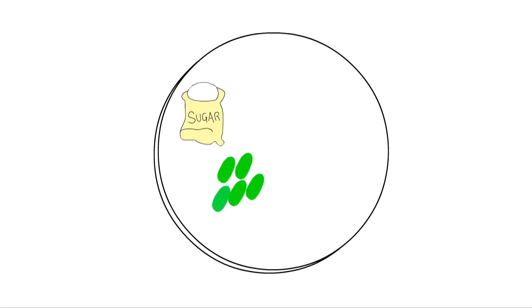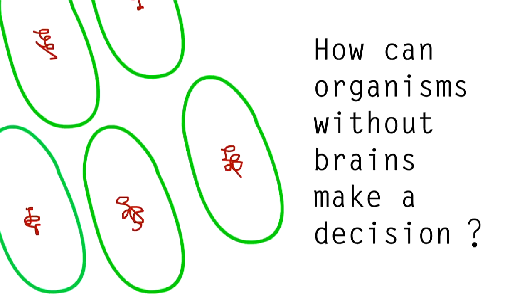If you place bacteria in a dish with some food on their left and none on their right, they will probably move to the left. But bacteria are single-celled organisms. They certainly don't have brains. How can organisms without brains make a decision?